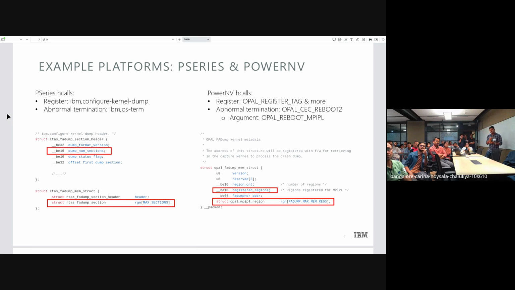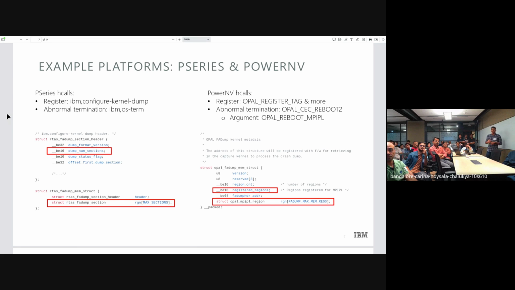So for registering, we have an H call, let's say called configure kernel dump, which will basically get the memory regions the firmware is supposed to back up, and the memory region for firmware to put CPU data in. The other API, for abnormal termination, is the other H call for OS termination that you see there, OS term. This is for the virtualized Power pSeries platform. Here we see both are new H calls that were introduced to support FADM.